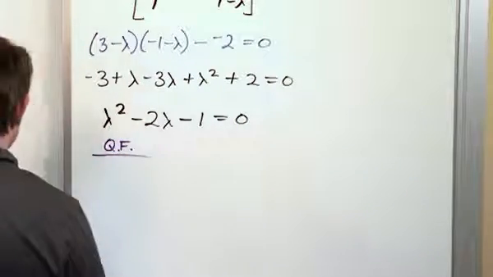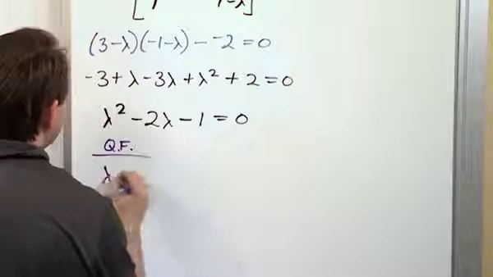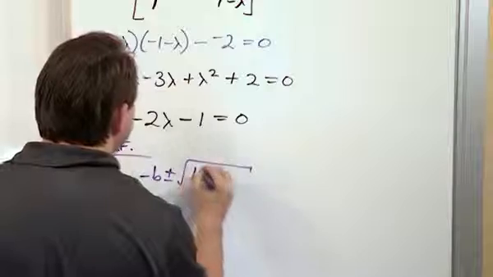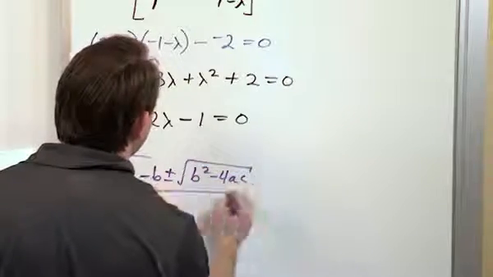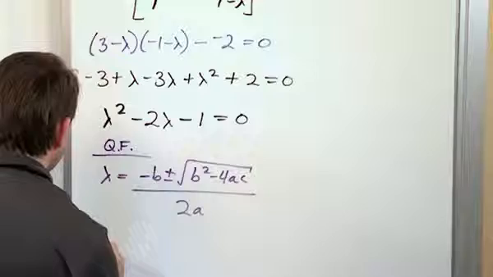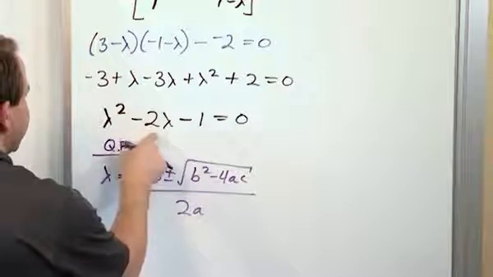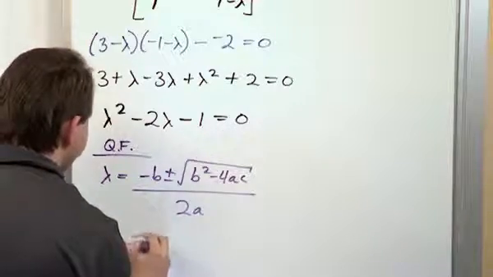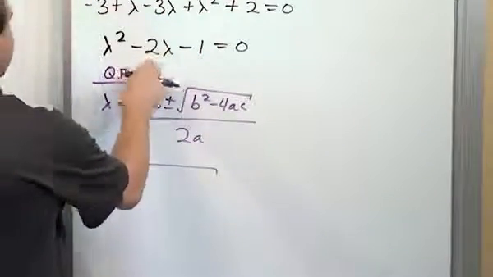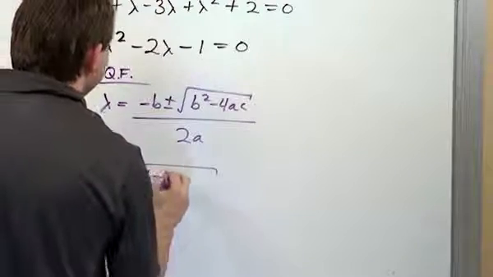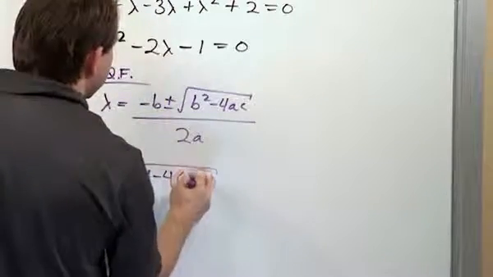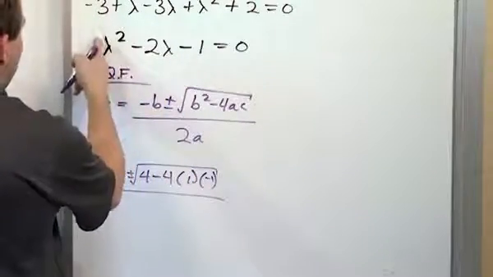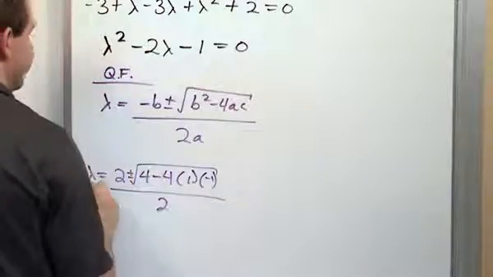I'm going to give you a little bit of a refresher in that if you haven't done it in a while. Lambda, which is what I'm solving for, is negative b plus or minus the square root of b squared minus 4ac all over 2a. So negative b, this is already a negative 2, so negative b is positive 2 plus or minus, and under the square root I have b squared, so this is negative 2 squared is 4, minus 4 times a, which is 1, times c, which is negative 1, all over 2a. A is 1, so 2 times a, that's going to give me this. Okay?